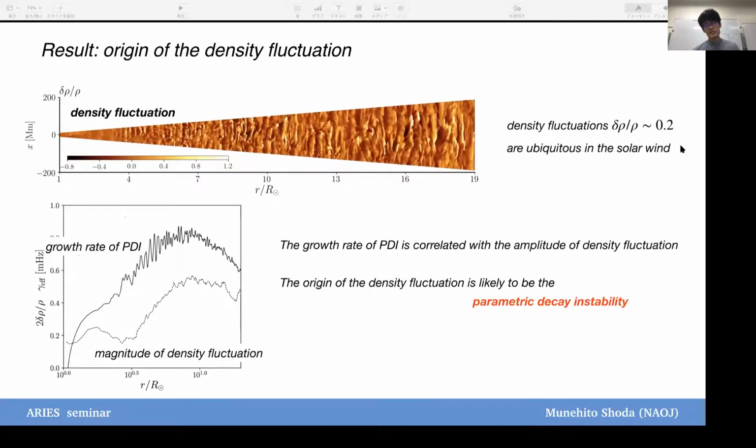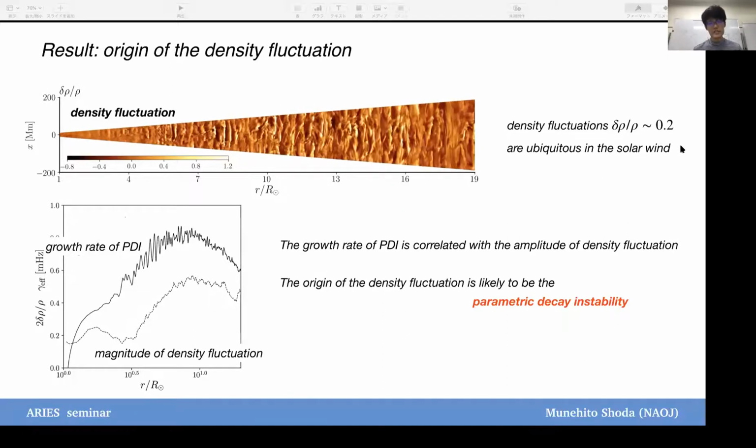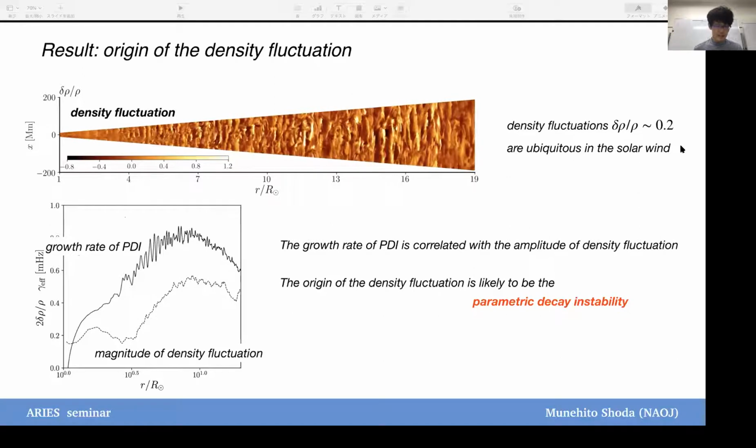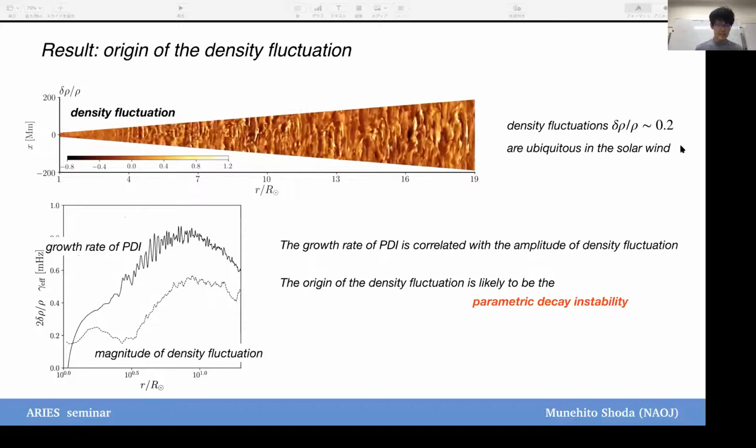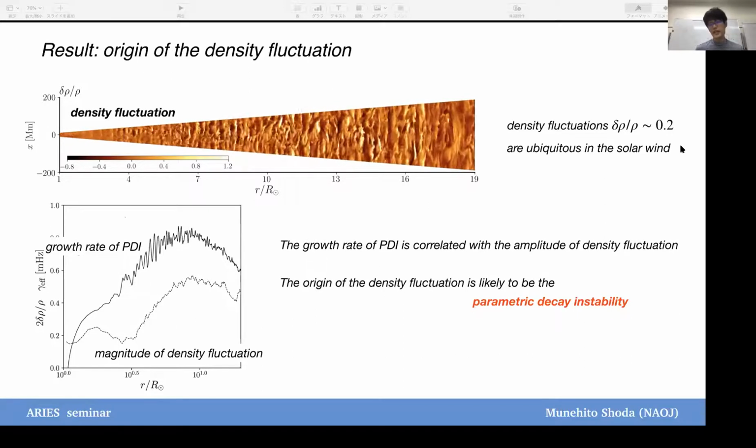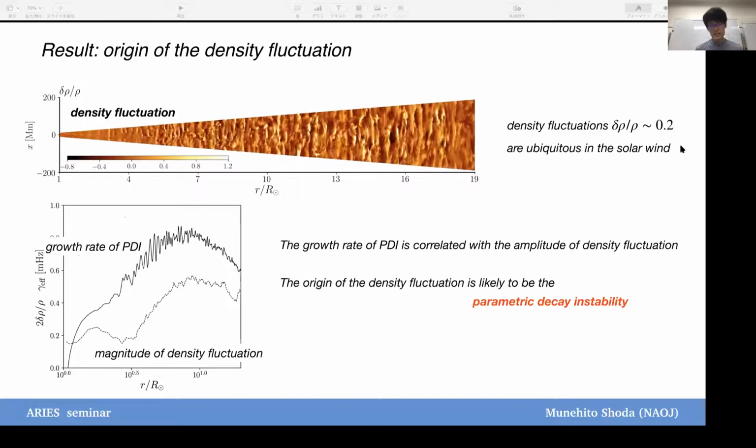So actually, the density fluctuation is not very large. It doesn't exceed the background value. It is only a few tenths of the background value. But anyway, we have a ubiquitous density fluctuation in the solar wind.